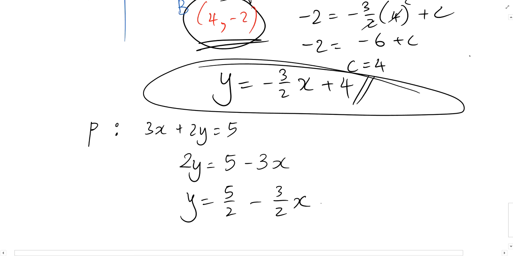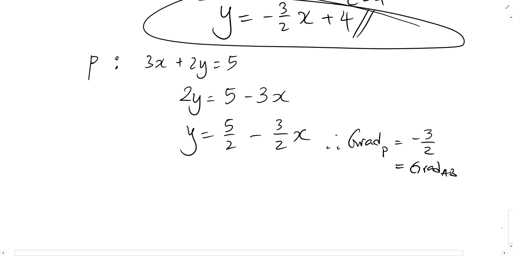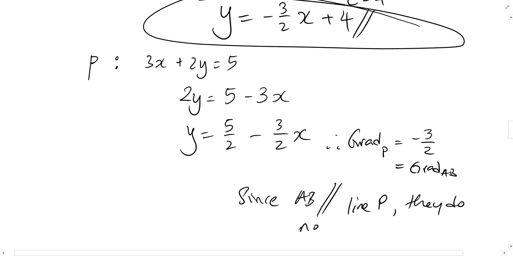Is this y equals mx plus c already? What is the gradient? So gradient P equals negative 3 over 2, which equals gradient AB. Since AB is parallel to line P, they do not intersect.